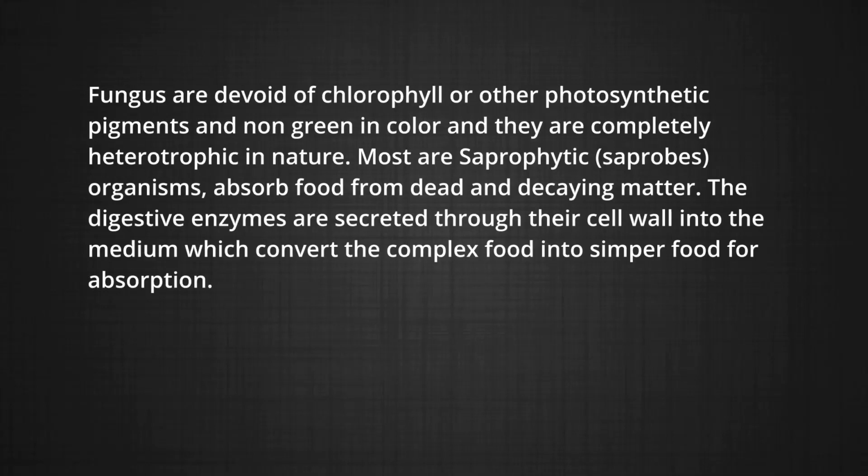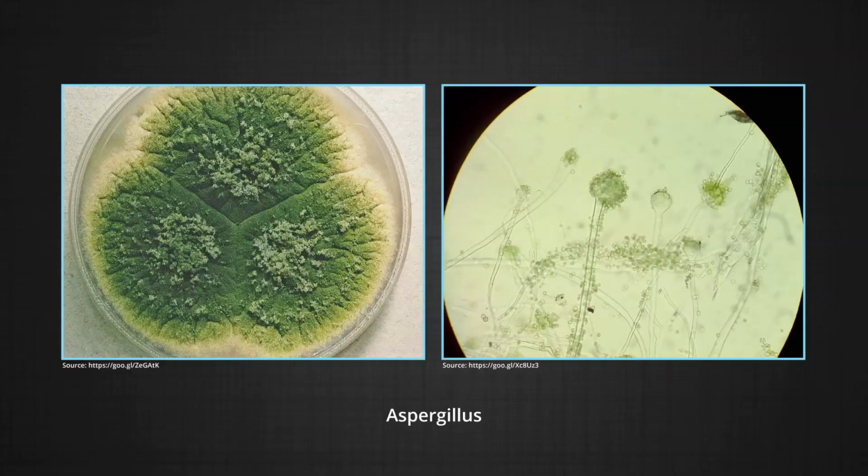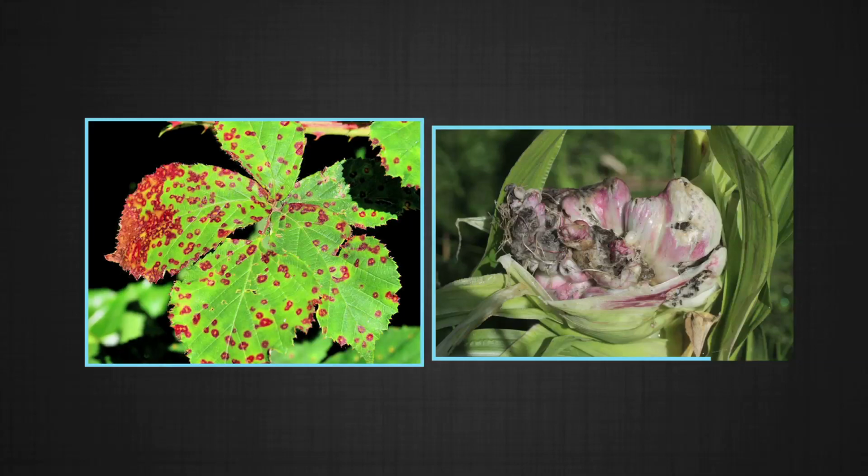The digestive enzymes are secreted through their cell wall into the medium, which convert the complex food into simpler food for absorption. Examples: mucor, penicillium, aspergillus, agaricus, mushrooms, etc. Basically, fungi are decomposers. They help in recycling of inorganic and organic molecules in the biosphere. Some forms of fungi are parasitic in nature and cause diseases in plants and animals. Examples: rust fungi and smut fungi.